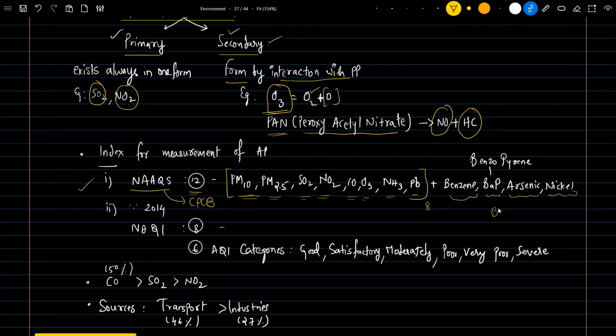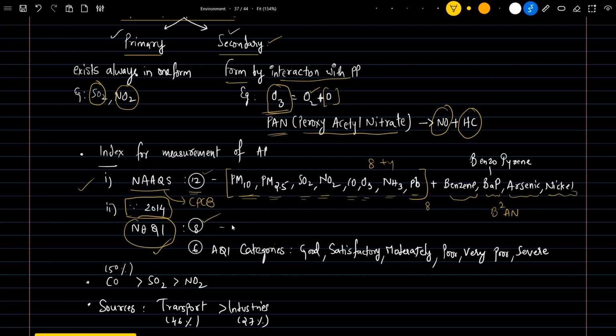Simply, you can remember this as B square Al. So these 8 plus 4, total 12. And since 2014, we are using the National Air Quality Index instead of the NAAQS, National Ambient Air Quality Standard. So we are using this Air Quality Index.